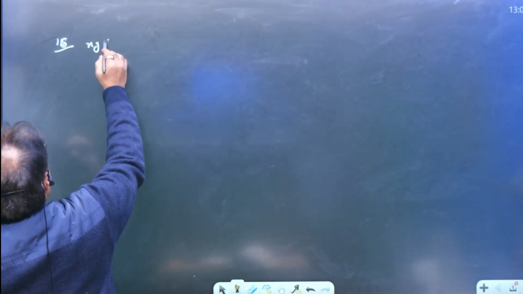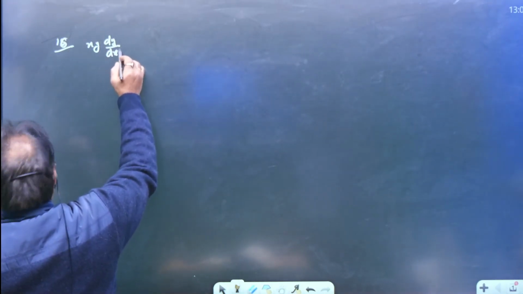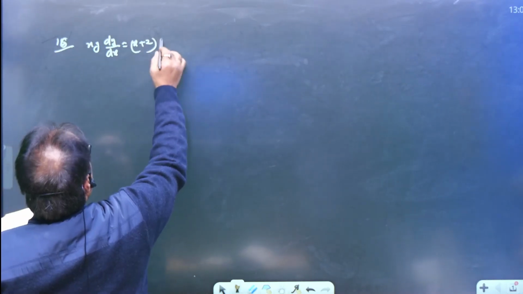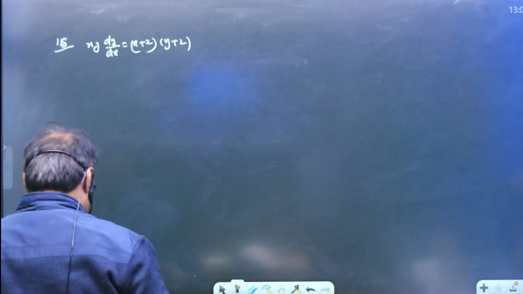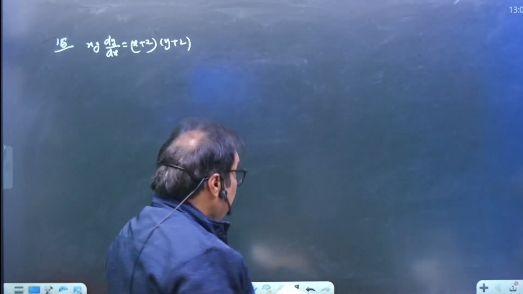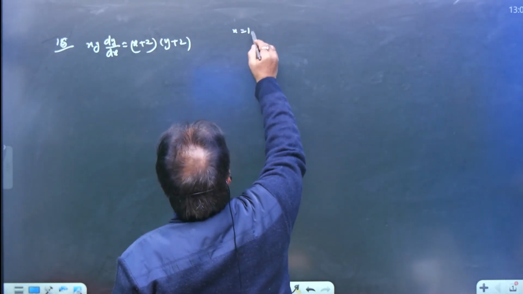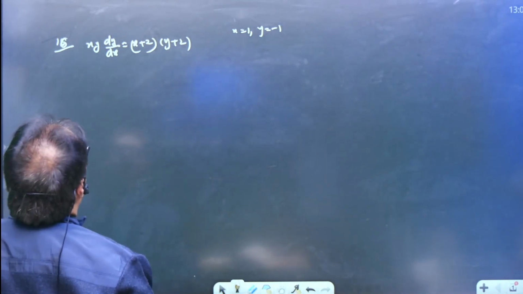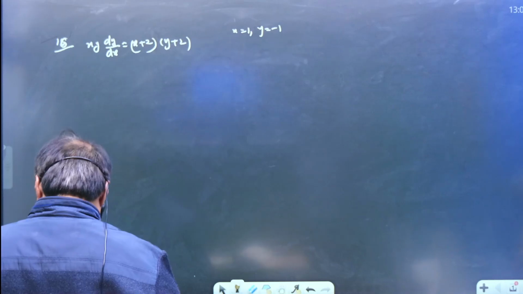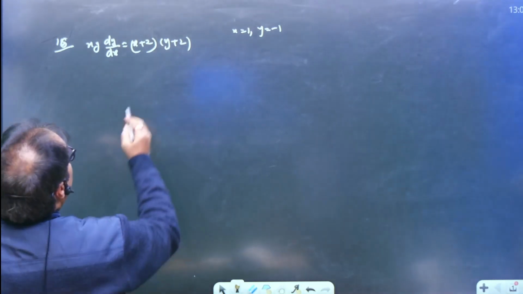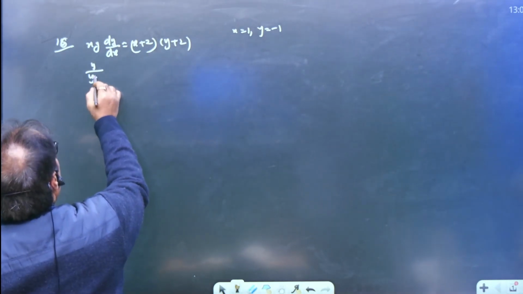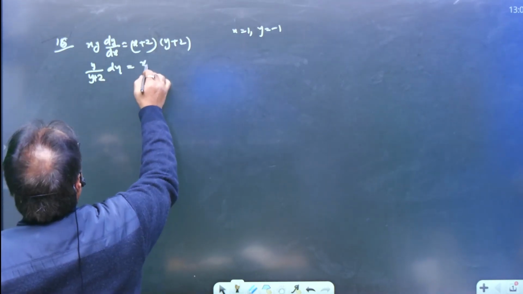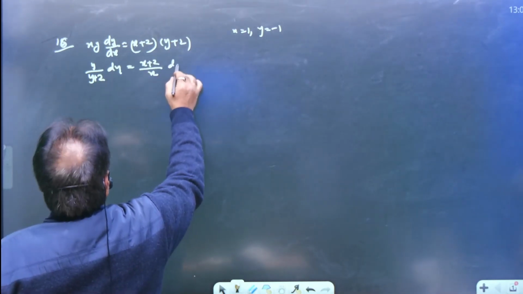Question number 16. This is x dy by dx is equal to x plus 2 into y plus 2, and it is passing through x is 1 and y is minus 1. From this point it is passing. So first of all we will write this can be written as y upon y plus 2 dy is equal to x plus 2 upon x dx, right?